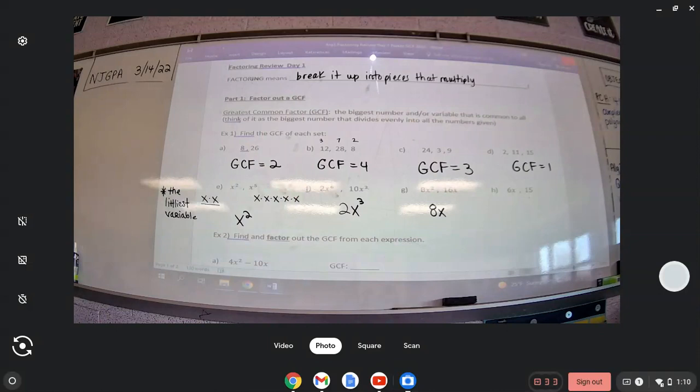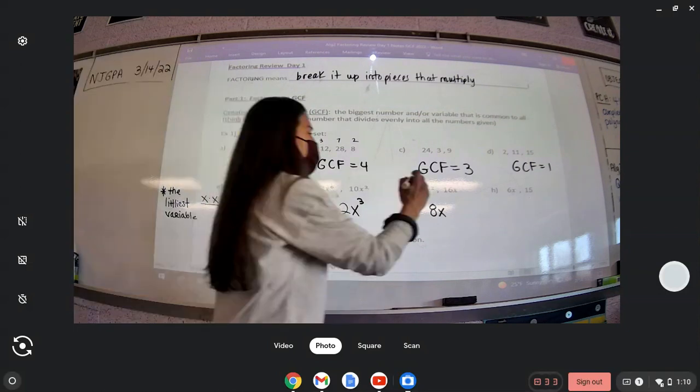What's the biggest number it could be? 6? 6 doesn't work. 6 doesn't divide into 15. It's not a factor of 15. What's a number smaller than 6? 3. 3 is your GCF.